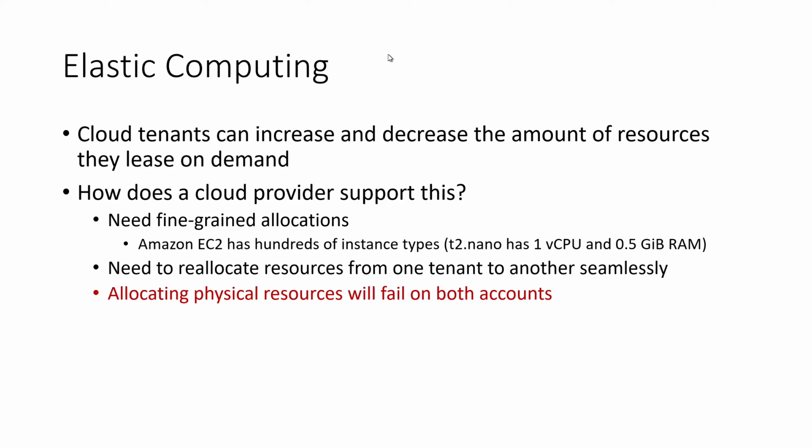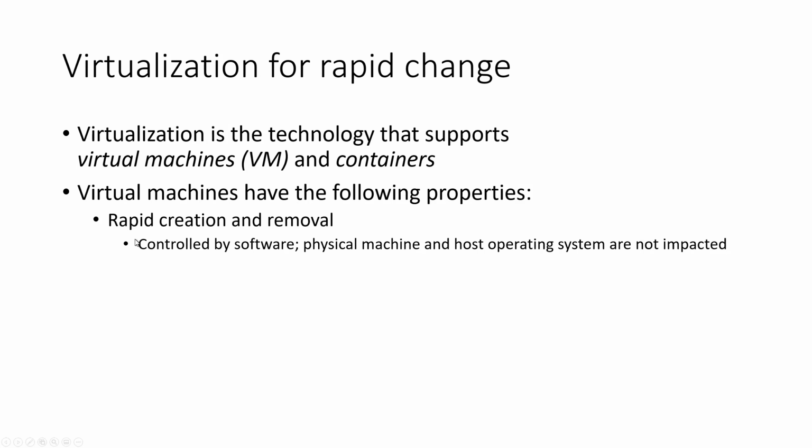Now, of course, allocating physical resources to customers is not going to work. If a cloud provider had to allocate a physical server to a customer, the allocations would be very coarse. You would need to allocate a lot of resources to each customer, and you wouldn't be able to move resources from one customer to another very quickly. So virtualization is a technology that supports virtual machines and containers, and it allows public clouds to make fine-grained allocations and move capacity from one customer to another.